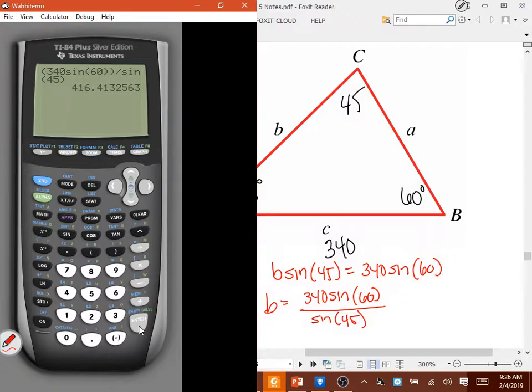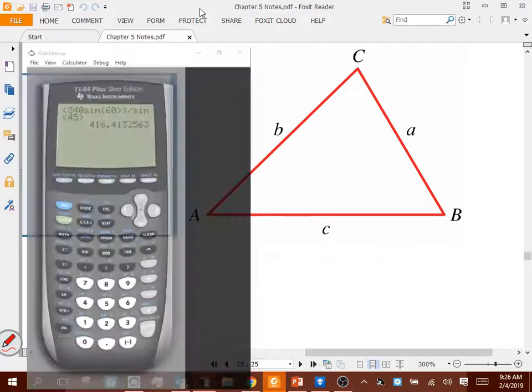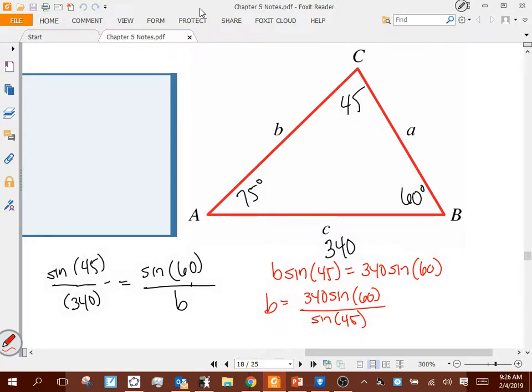What I'm going to do, and we did a little bit of this with the reference angle stuff in section 5.2, 5.3, is solve this problem a little bit differently at this stage. Instead of grabbing my calculator, I'm going to write that I know that the sine of 60 is radical 3 over 2. So you get 340 times radical 3 over 2.